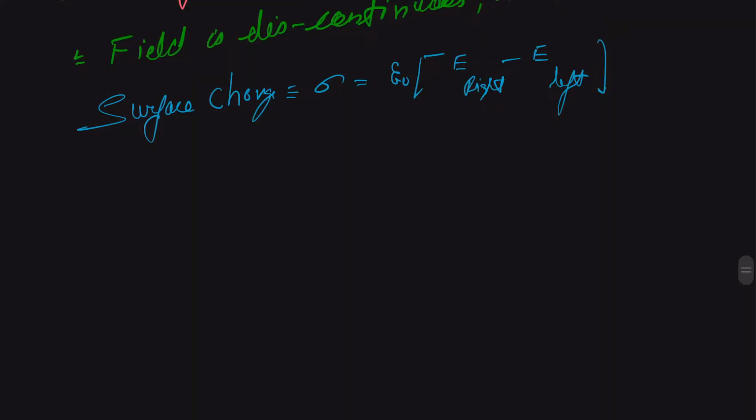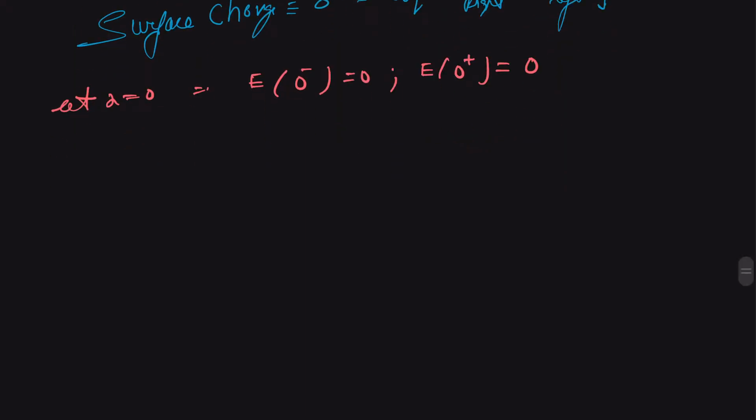So let us start at x equals 0. Our electric field at 0 negative will be equal to 0, and the electric field at 0 positive will also be equal to 0. Therefore, we get that our charge density will be equal to 0.